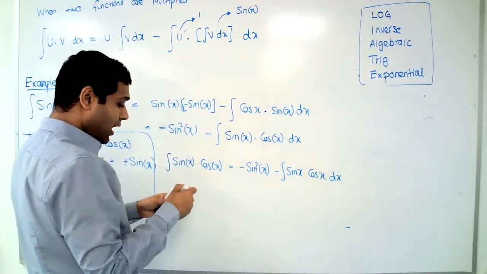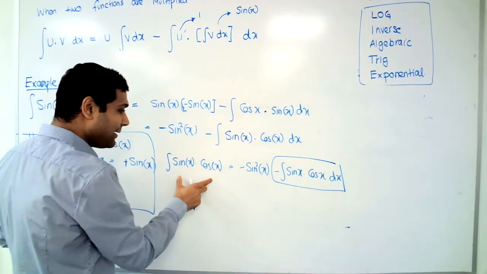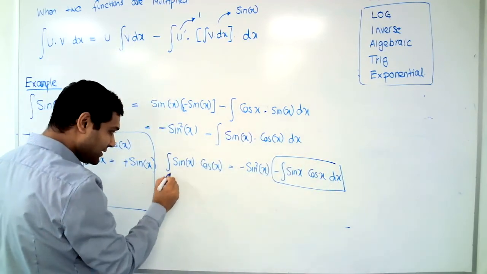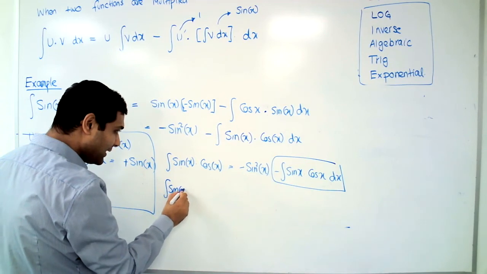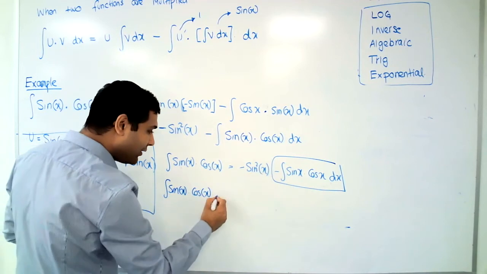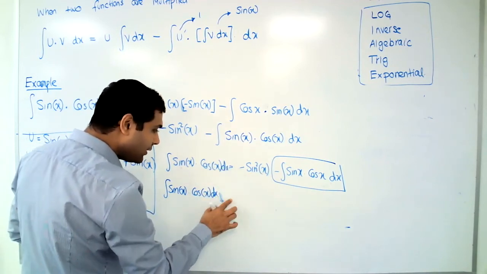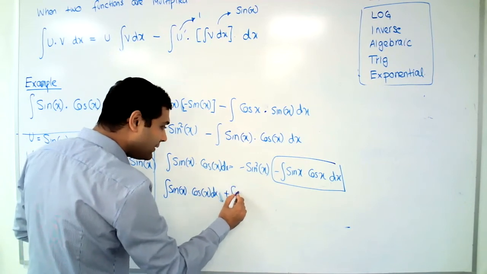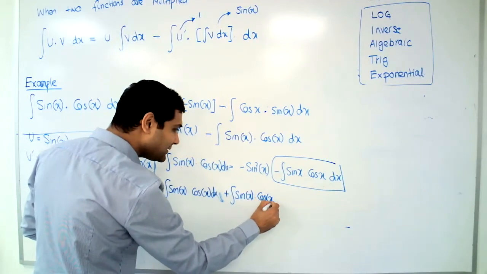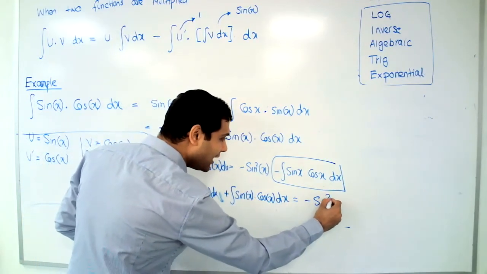Now this thing is a negative here. This is exactly the same as that side, so I'm going to put it on this side. So that becomes a copy of this thing, sine x cos x. This is negative, and that is a dx as well. On this side it becomes a positive, so the integral of sine x cos x dx is minus sine square x.